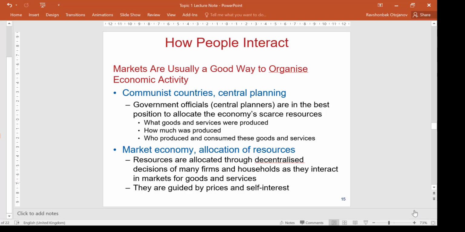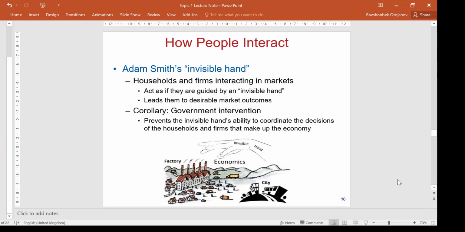Now, the allocation of resources takes place through the interaction of firms and households in the market. And of course they are guided by prices and self-interest, and also incentives. Now, the way people interact, according to Adam Smith, depends on the invisible hand in the market economy. Individuals do not work for others' interests, but they work because it benefits them. A person conducts an economic transaction because that transaction benefits them. It is in their self-interest. So buyers and sellers act on their self-interest and achieve a socially optimal outcome.